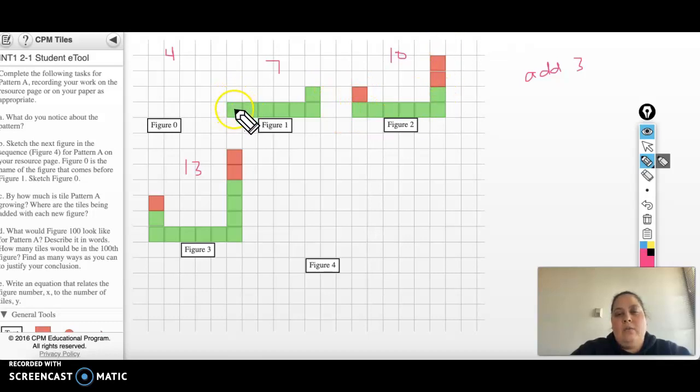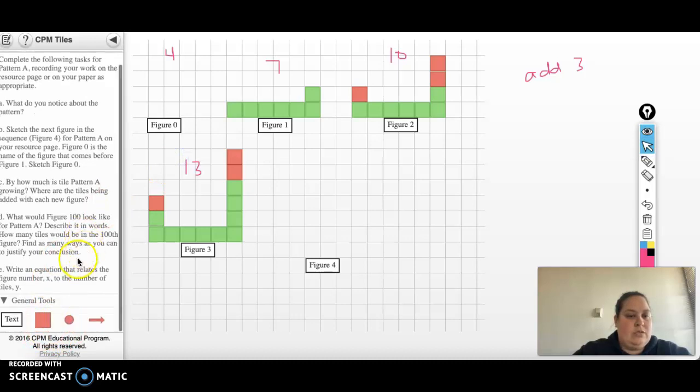So if they added 1 here and added 2 here, that means when I take those away, my figure 4 or my figure 0 should be these 4 right here. So I'm going to go ahead and take away, and add right here, let's see, scroll down.